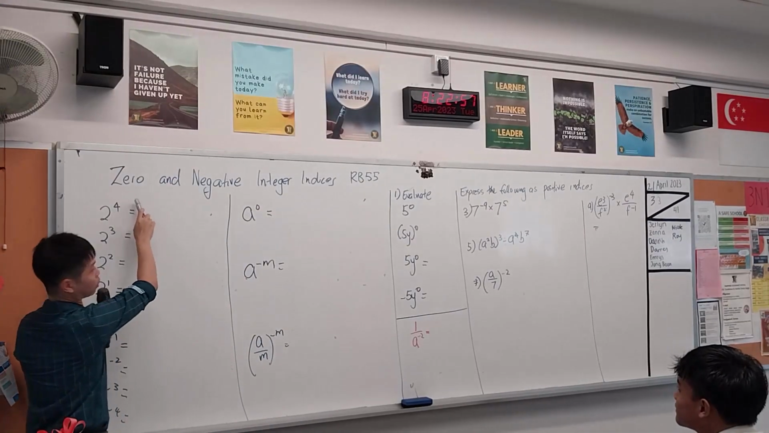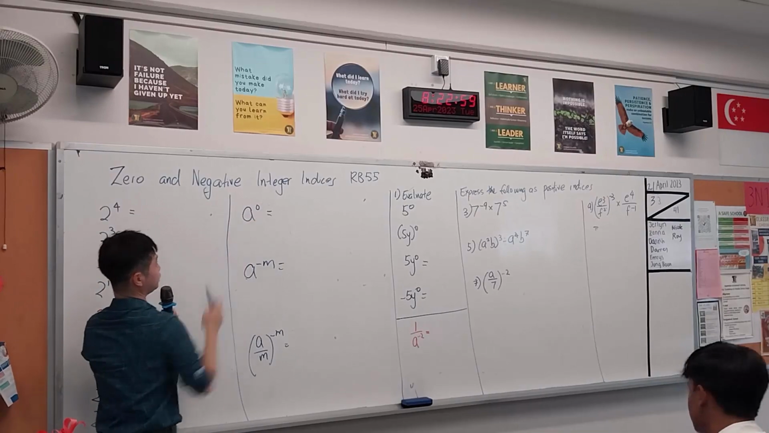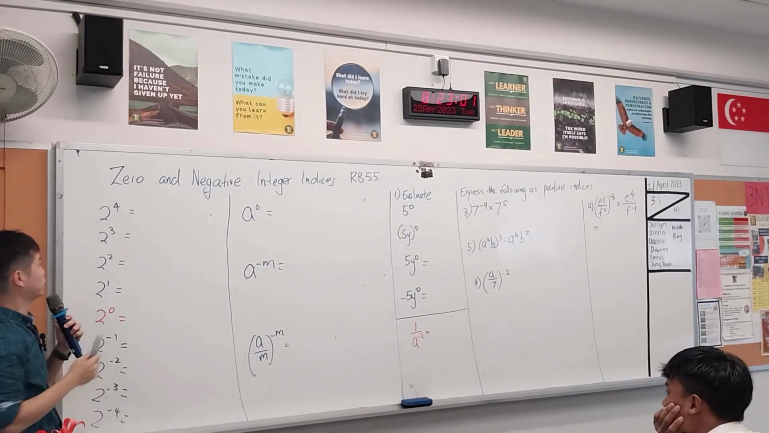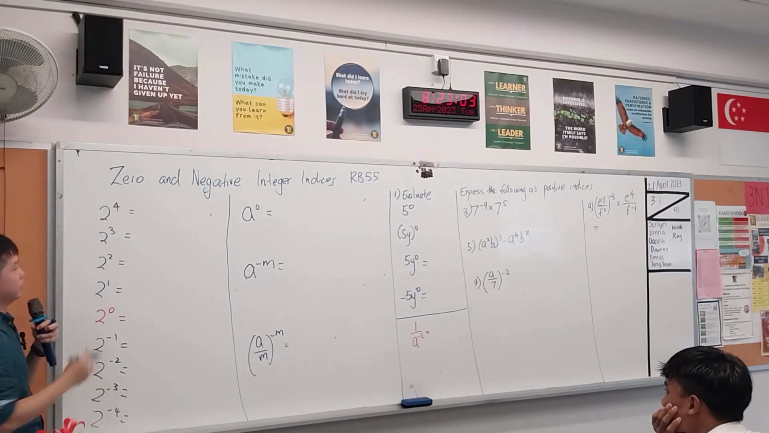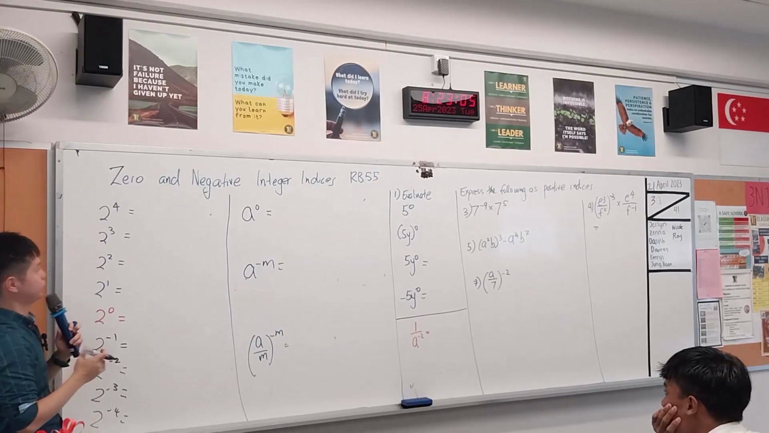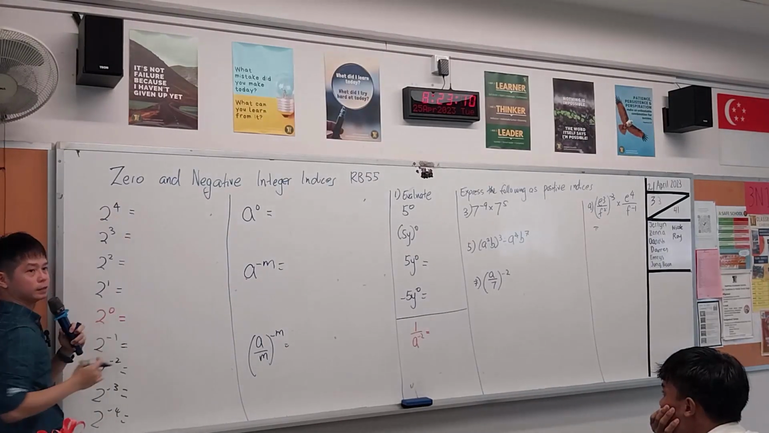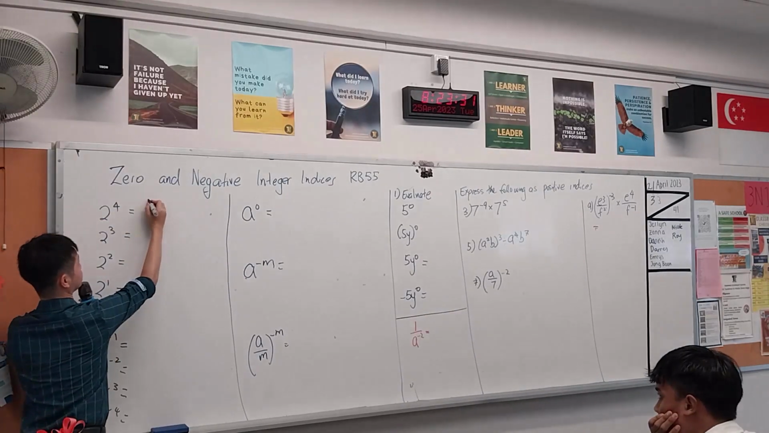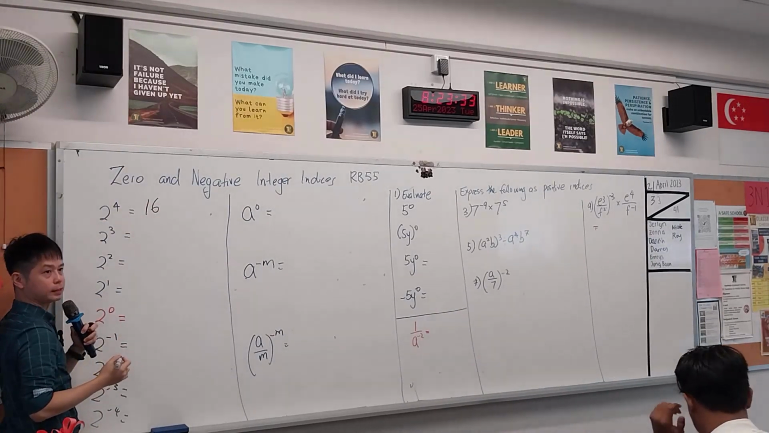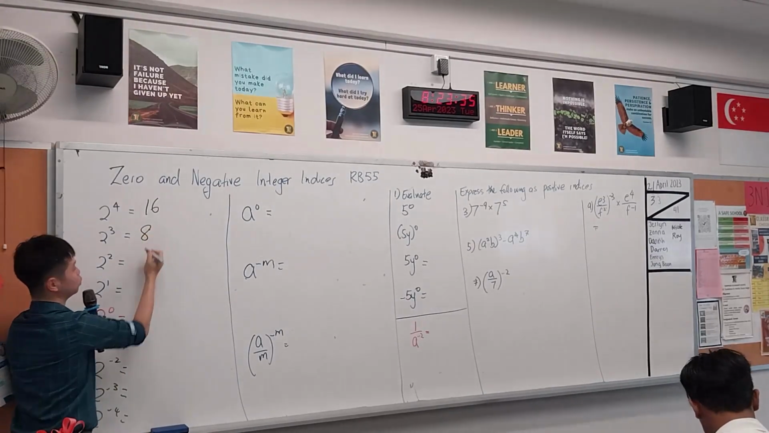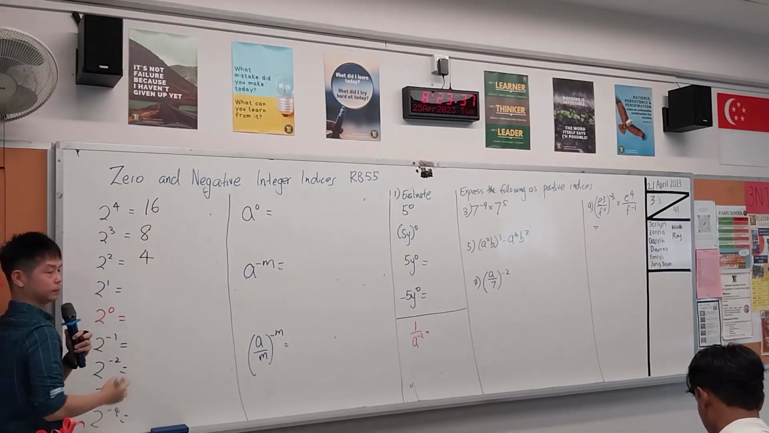Alright, today we are going to continue with 0 and negative integer powers. It's the resource book, page 55. Now, let's look at some pattern first, then we'll be able to answer this part and this part here. So 2 to the power of 4 is? Alright, so 2 to the power of 4 is 16, 2 to the power of 3 is 8, 2 to the power of 2, 2 to the power of 1.